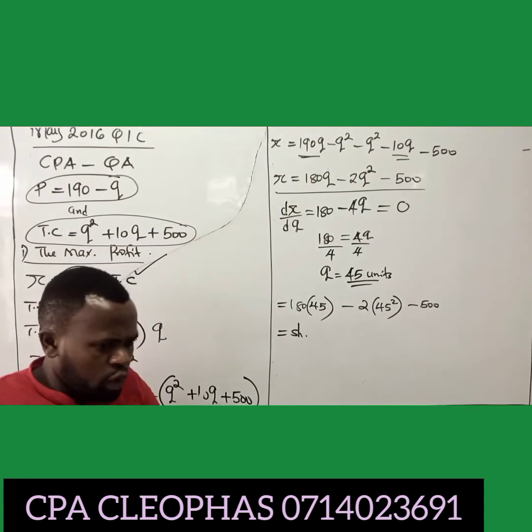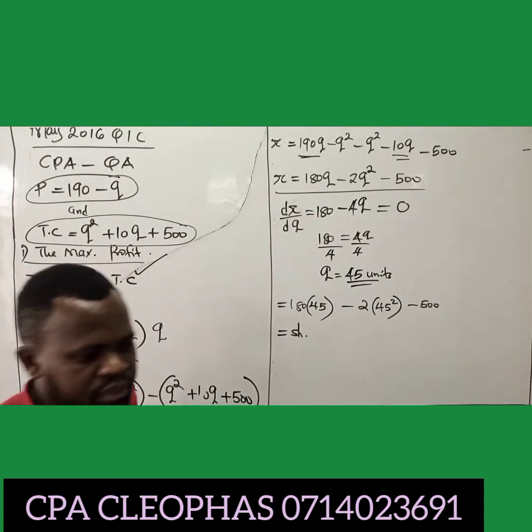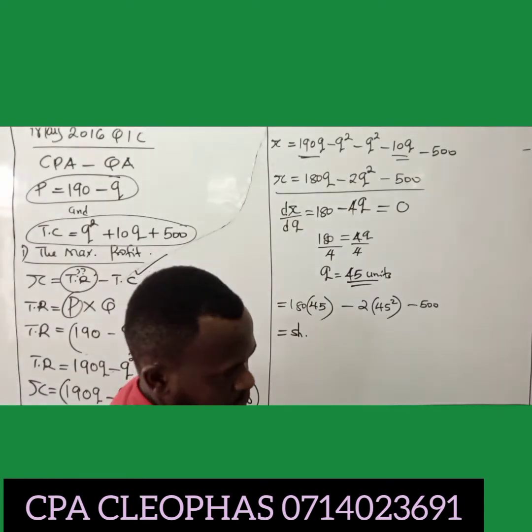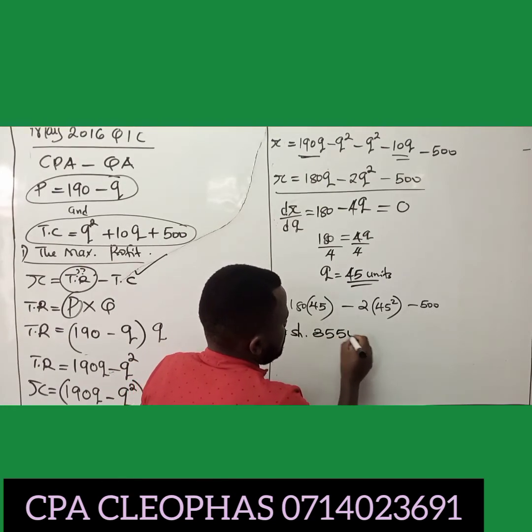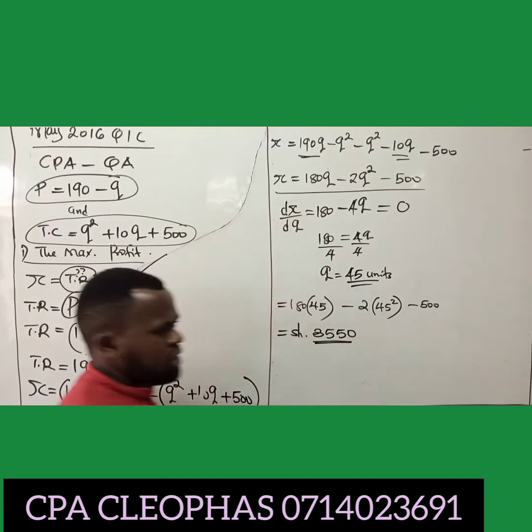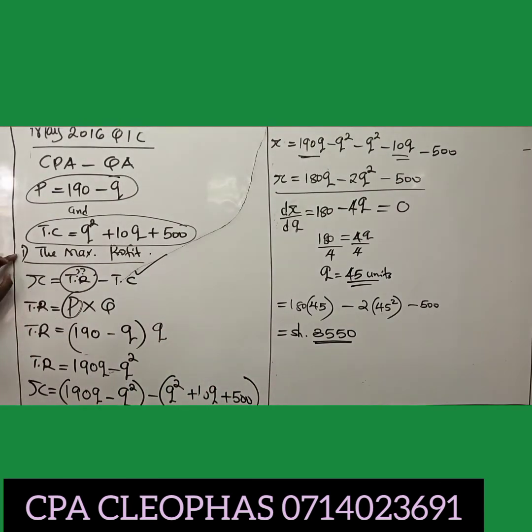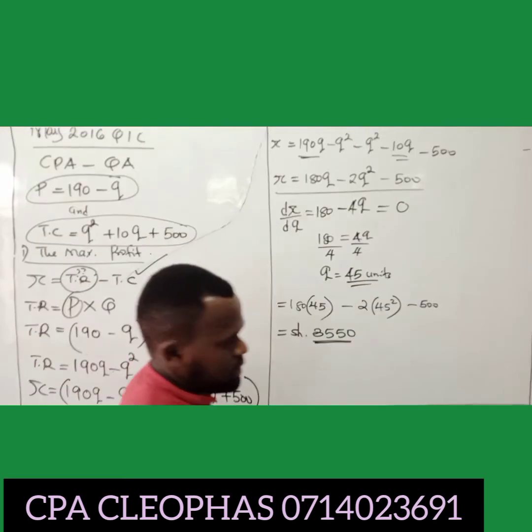So 2 for me, that's one. Then give me that value. 3550. 3550. So that is what the examiner needed: the maximum profits. So this is the maximum profits.